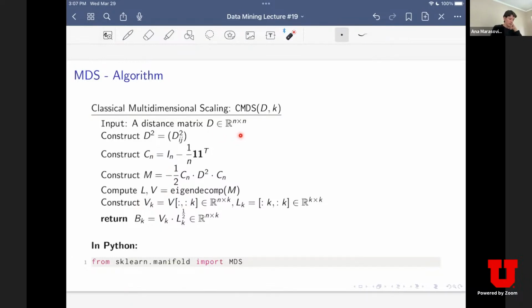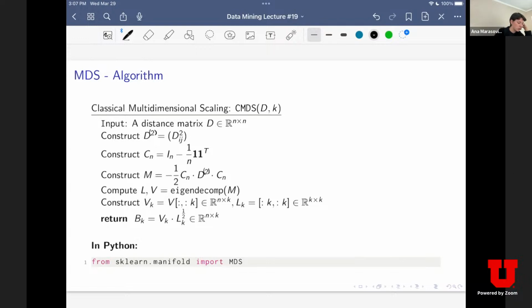We have our distance matrix N times N. We are going to construct D2. And here I didn't put the brackets, which is a little bit annoying, so I'm going to add them. And we are going to construct our centering matrix. Then from the centering matrix, we are going to do double centering of our distance squared matrix.